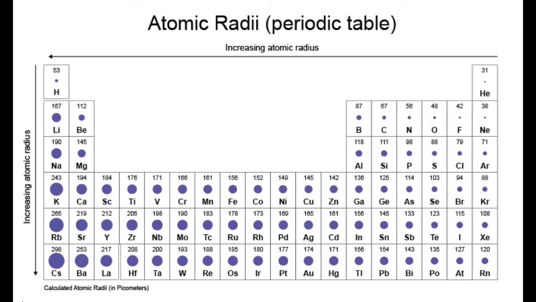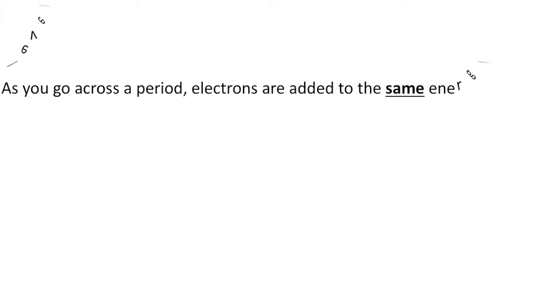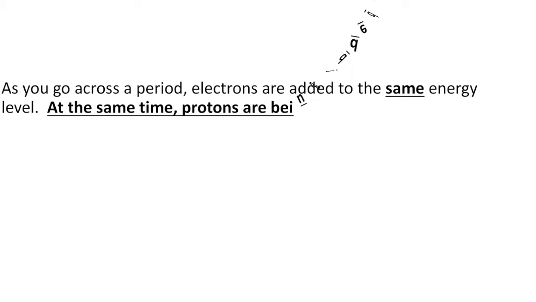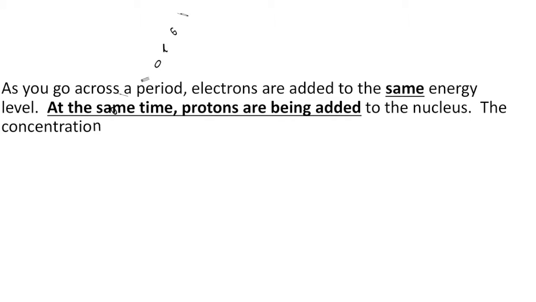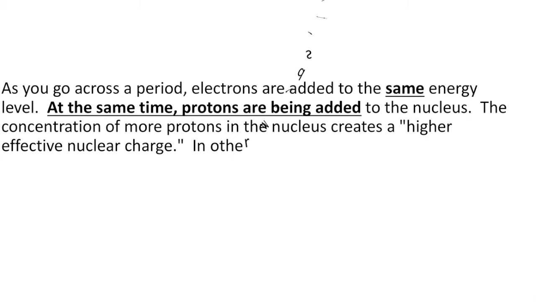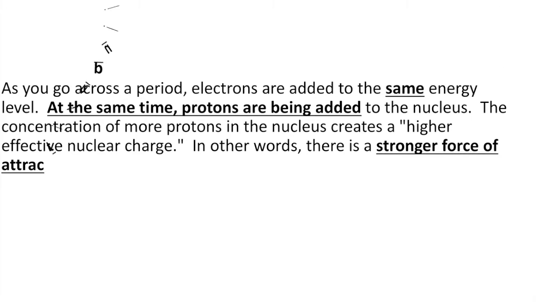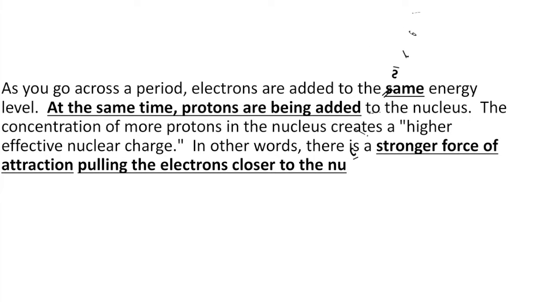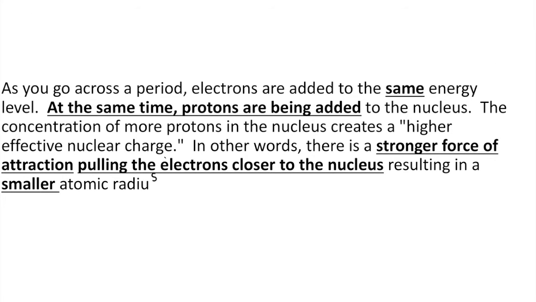However, as you go across a period, electrons are added to the same energy level. At the same time, protons are being added to the nucleus. The concentration of more protons in the nucleus creates a higher effective nuclear charge. In other words, there is a stronger force of attraction pulling the electrons closer to the nucleus, resulting in a smaller atomic radius.